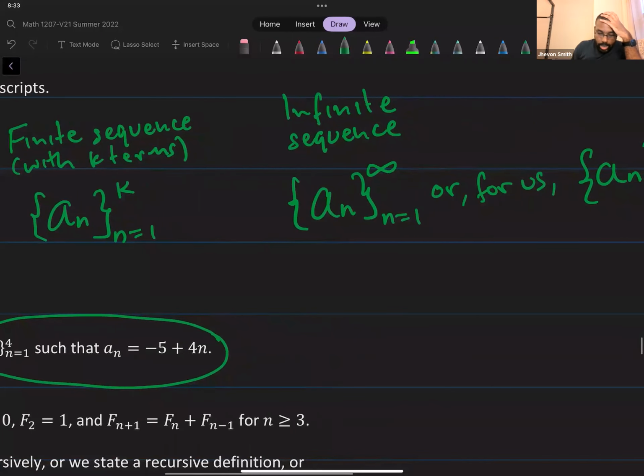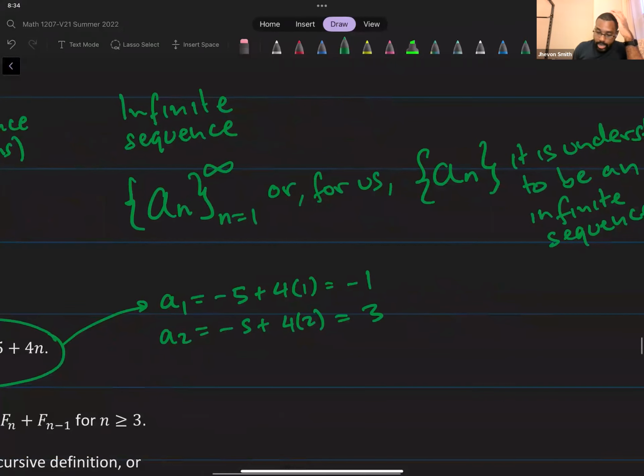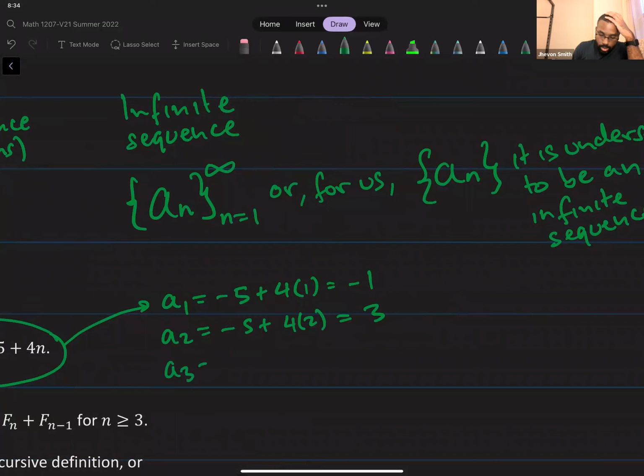Notice what we would get here. If we use that formula, what would we have? Well, A1 would be -5 + 4 × 1, which gives us the -1. A2 would be -5 + 4 × 2, which gives us the 3. And notice that here I keep adding 4. A3 would be -5 + 4 × 3, which gives us the 7. A4 would be -5 + 4 × 4, which gives us the 11, right? And notice that each one, I'm adding 4.